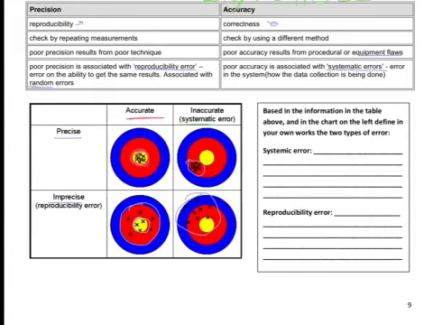So based on the information in the table above and in the chart on the left, I want you to define in your own words the two types of error. And yes, that should be words, not works. Words. The two types of error. Define systemic error and reproducibility error.